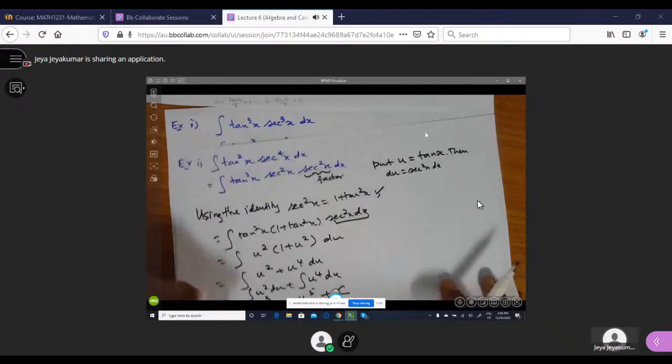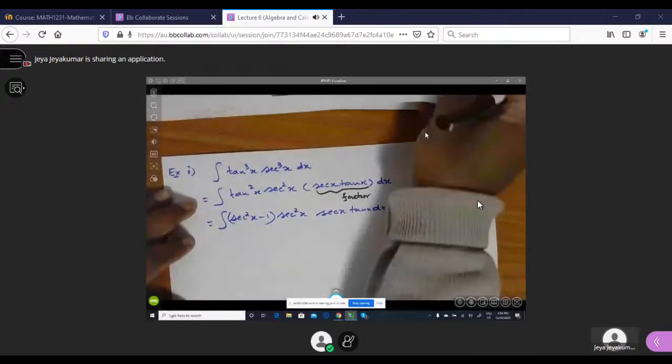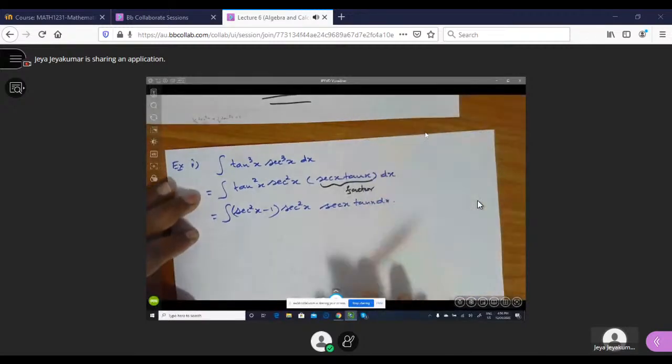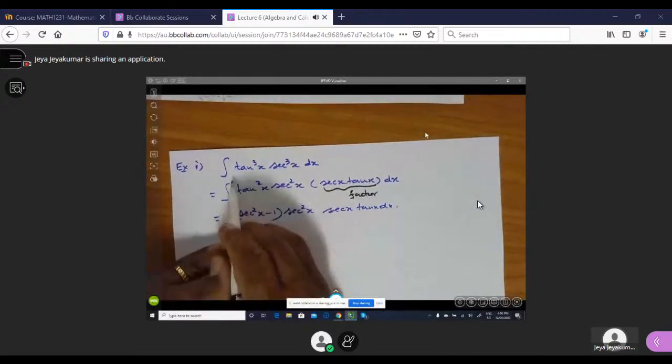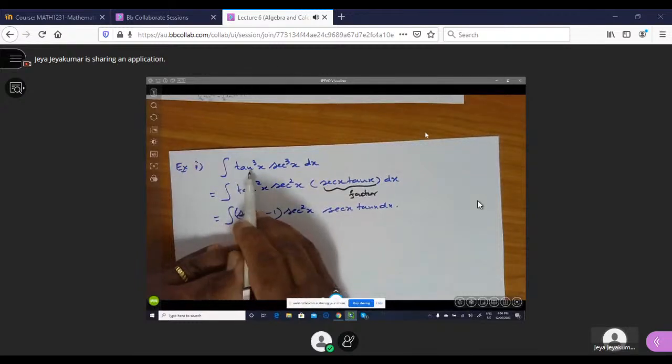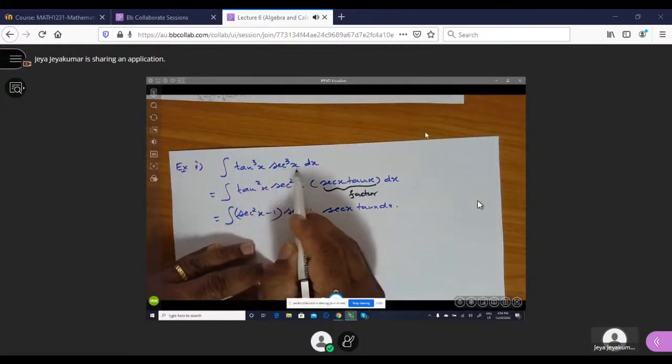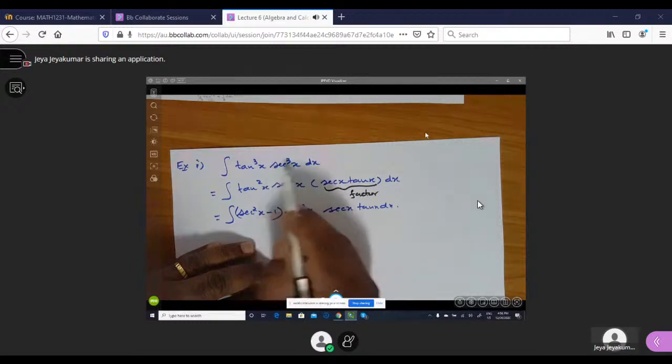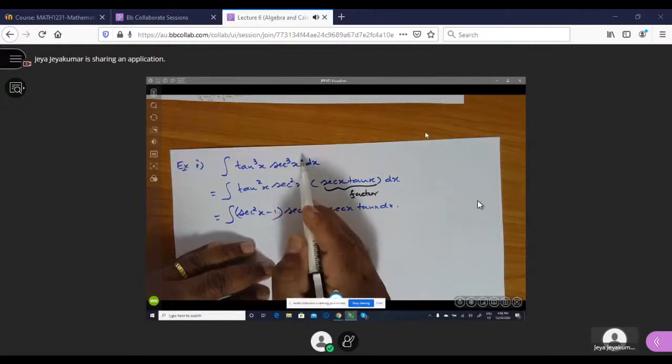Have a look at the second example here. It's a little bit trickier, this one. Have a look at this integral: tan cubed x times sec cubed x. We have both odd powers, okay?